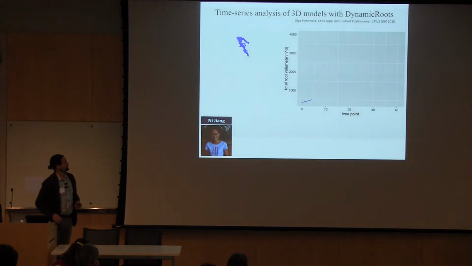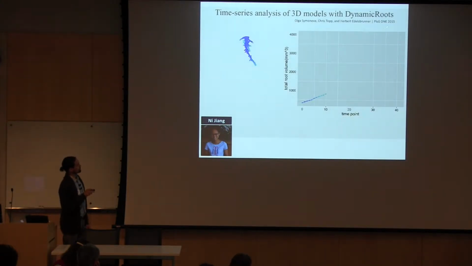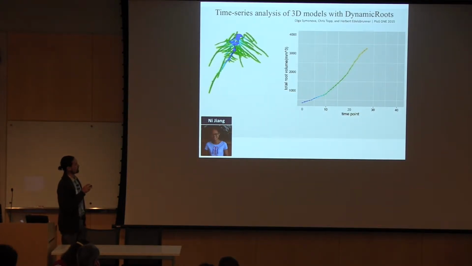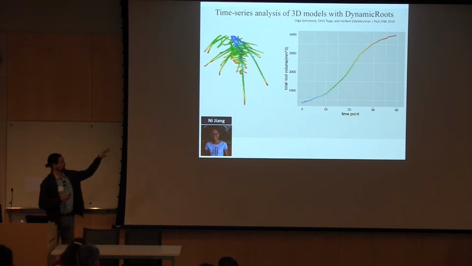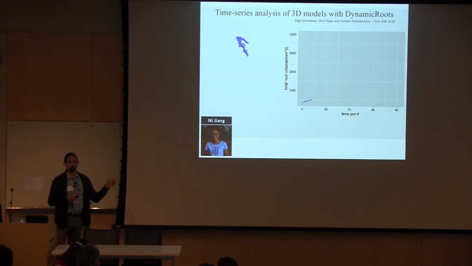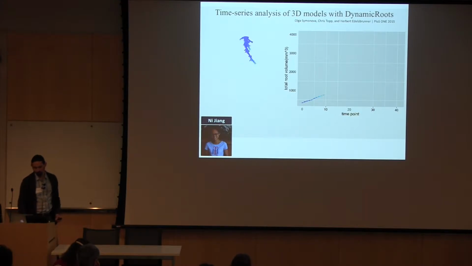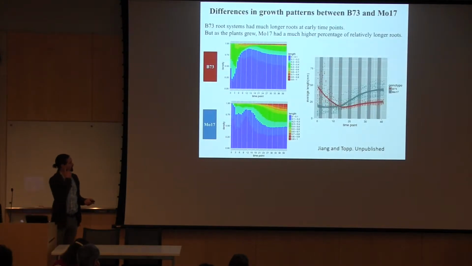We've also developed a software, Dynamic Roots, published a couple of years ago, that takes these 3D models and allows us to actually measure the growth of each individual root in the context of the whole root system over time. So we can track individual roots, and we can look at a very highly resolved level temporally and spatially. So this is work of Ni Jiang, a postdoc in the lab.